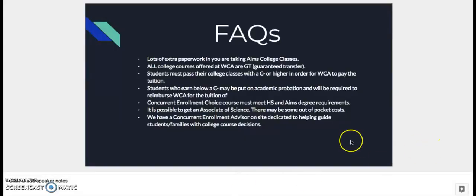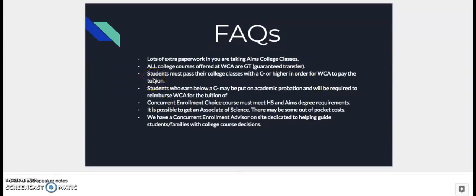So just some last bits of information that aren't in the book but are important to point out. If you are a student, regardless of the grade level you are in, that is choosing to take Ames classes, there's quite a bit of extra paperwork, and I'll spend some time outlining what other paperwork you need to complete in order to be eligible to take those college classes. Another thing that's important to know is that all of the college courses that we offer at WCA are GT. That means they're guaranteed transfer, and they will transfer to any public four-year university in the state of Colorado.